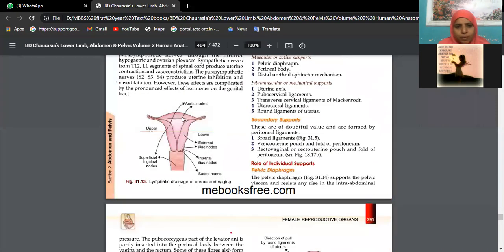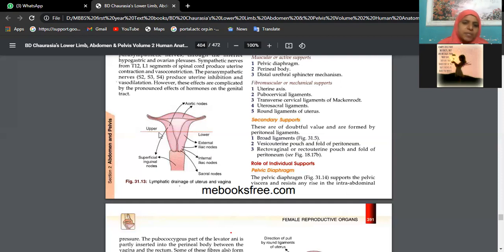Presenting parts: fundus, body, cervix. Cervix: this is the internal os area, this is the external os area, this is the cervical canal area. This is the vagina. Actually, the cervix forms folds within the vagina, which are called vaginal fornices. Folds, fornices. Okay? They are like pockets.